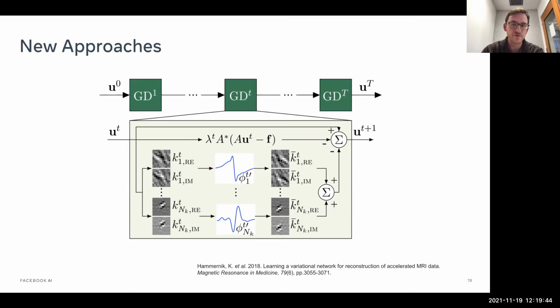And what the variational network does is it replaces this regularizer component with a neural network. And the neural network has learned convolution weights, learned activations, and these are all pulled together and summed back together and put back into the model. And you just have several iterations of this. When some researchers at NYU debuted this algorithm, I think at ISMRM in 2016, the results were very impressive compared to compressed sensing.